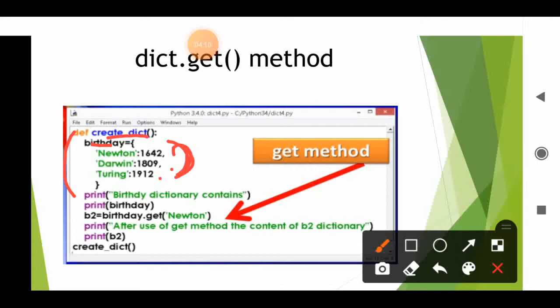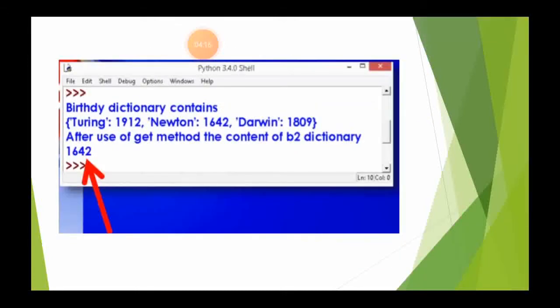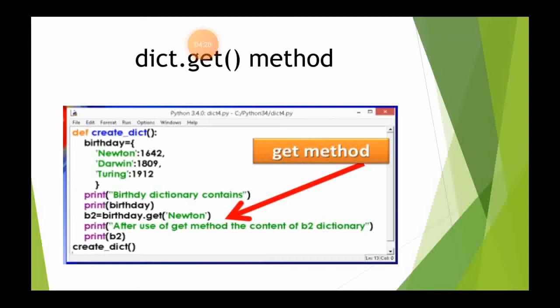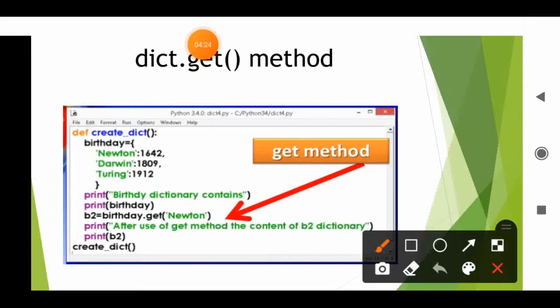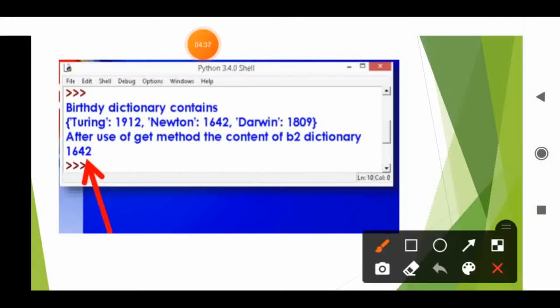What is the main statement? Print birthday dictionary contains. Listen here, the first statement is printed. Have you checked? Yes. The next one, print birthday. What is that? It is a dictionary we have created here. Birthday is a variable; we have created the dictionary. So it will display the birthday dictionary value here.